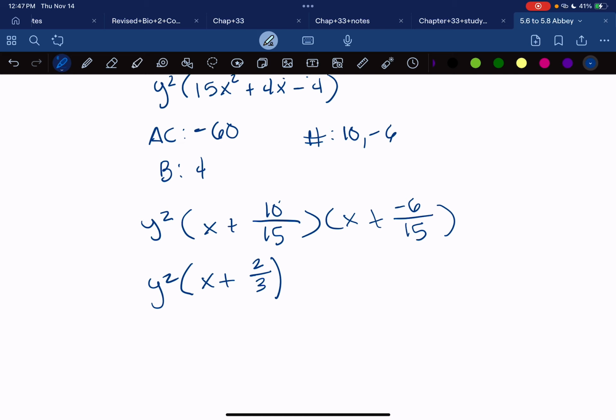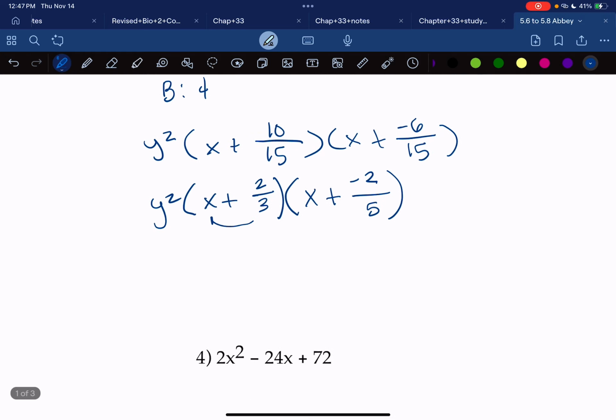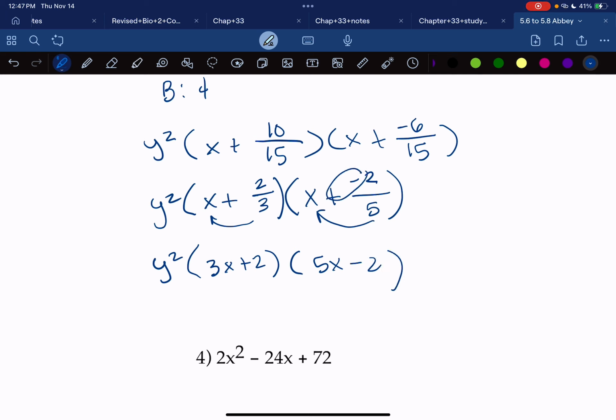10 divided by 5 is 2, and 15 divided by 5 is 3. On the other side, we cannot simplify, but we can reduce to be negative 6 divided by 3 is going to be negative 2, and 15 divided by 3 is going to be 5. Now we don't like denominators in here, so they're all going to go to the other side. So y squared, our greatest common factor, 3x plus 2, and 5x minus 2. Remember the negative sign. Negative times positive is going to be a negative.